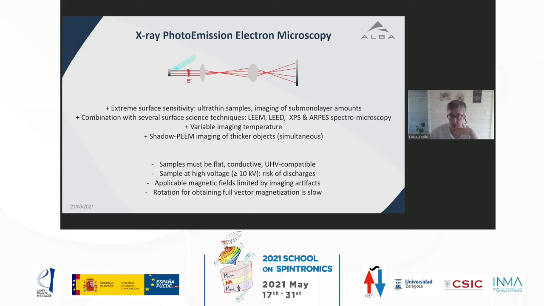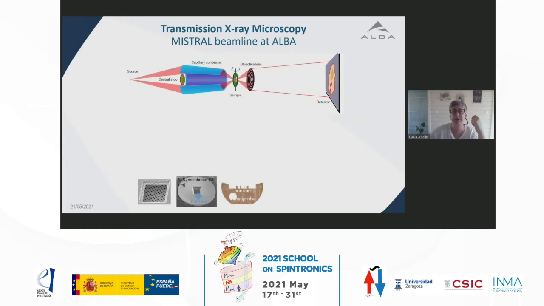It also has drawbacks, of course. The samples are at high voltage, they have to be in ultra high vacuum, they have to be conductive, relatively flat, and we are imaging with electrons. So the fields that we can apply without distortion are very limited. In transmission, we cannot work with an opaque system, we have to work with a substrate transparent to X-rays.